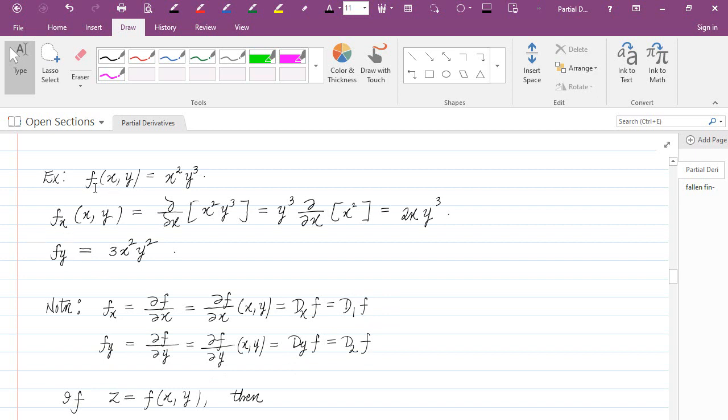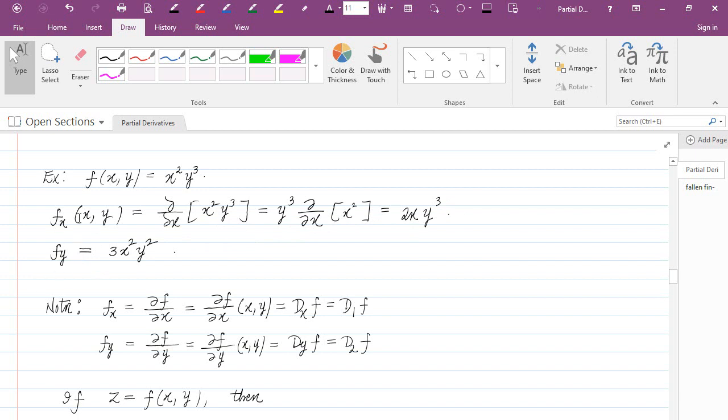So if I have the function f of x y is equal to x squared times y cubed, then what's the partial derivative of f with respect to x? Well, we're taking the partial derivative of x squared y cubed with respect to x. Now when we do that, we are going to think of y as a fixed constant, so y cubed is a fixed constant. So the derivative here would be y cubed times the derivative of x squared with respect to x, which would be 2x, so we get 2x y cubed.